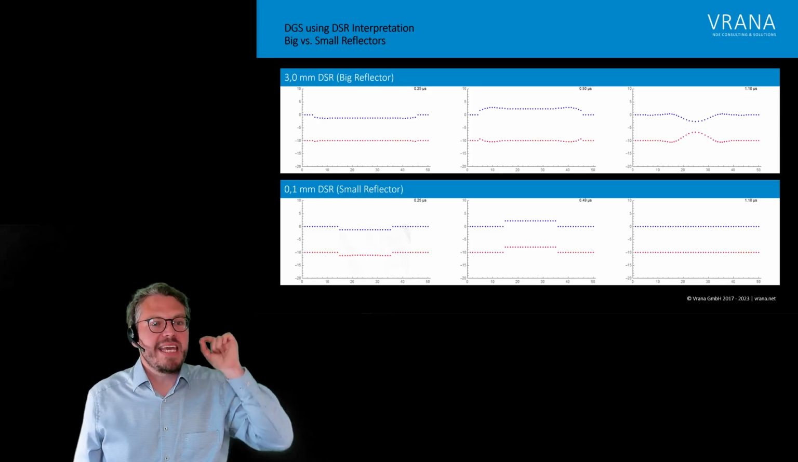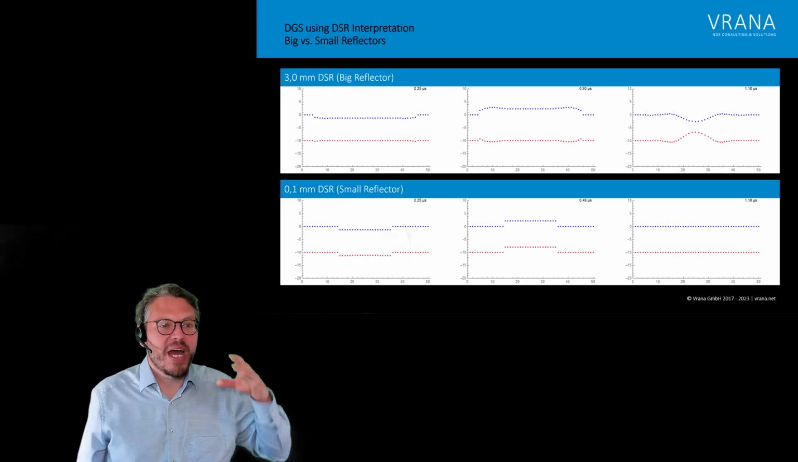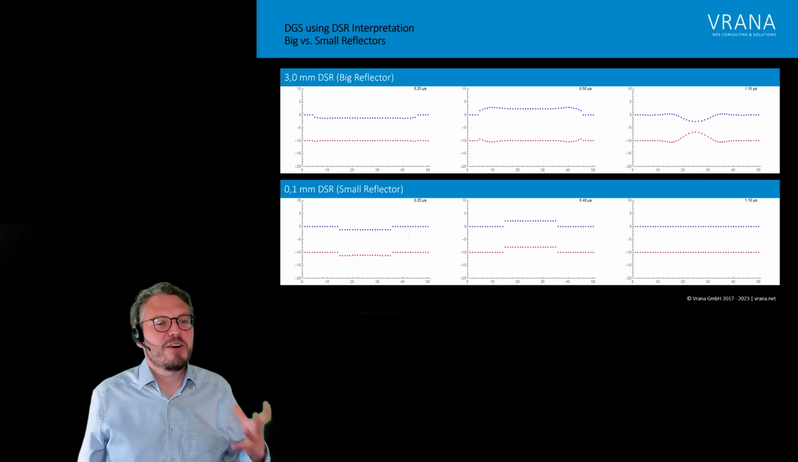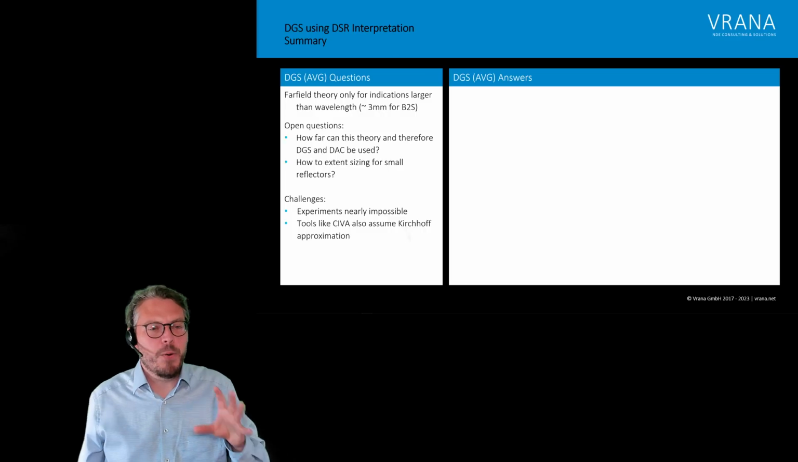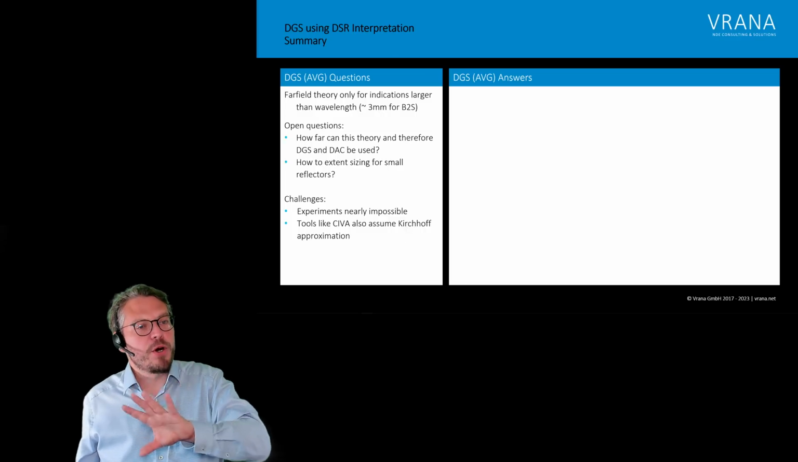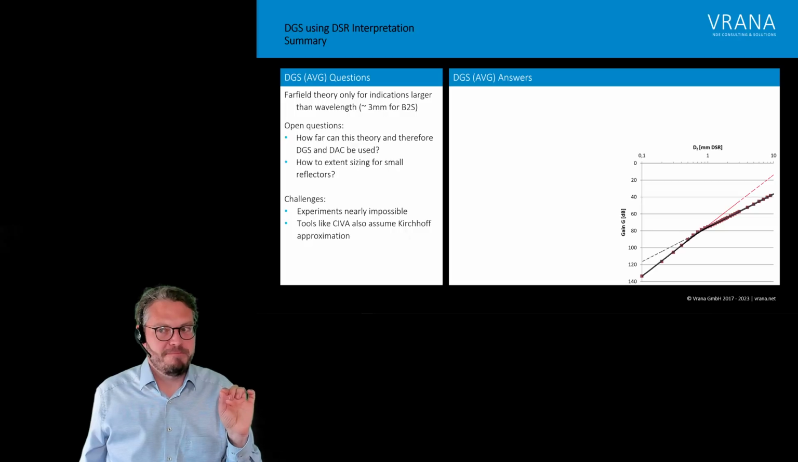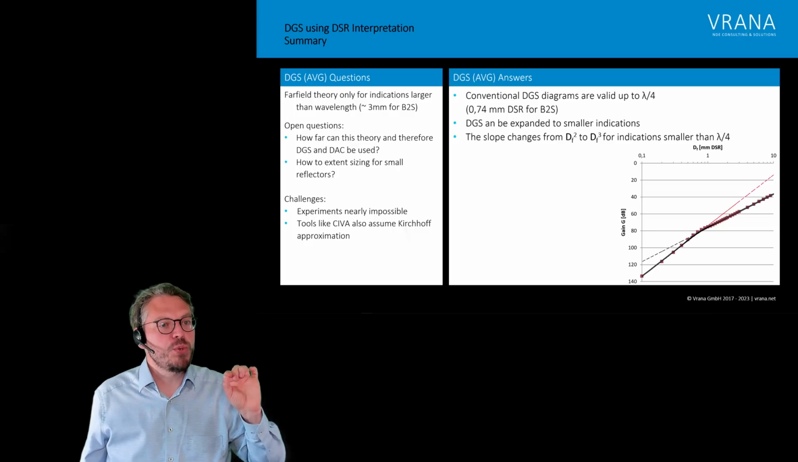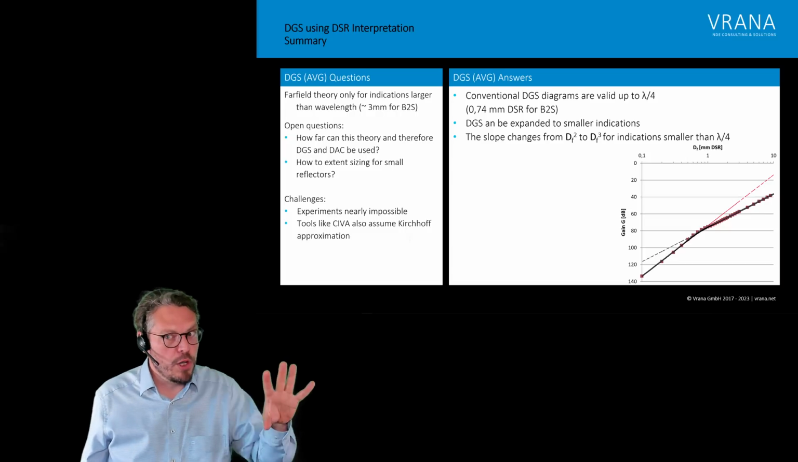So for a small indication, we have to take into account the back to actually calculate our reflection. And this is why Kirchhoff is not true anymore. Now, on this step one, on the disc-shaped reflectors, a short summary. So we have seen that DGS diagrams are true down to 1/4 of the wavelength. Don't use them for anything smaller.